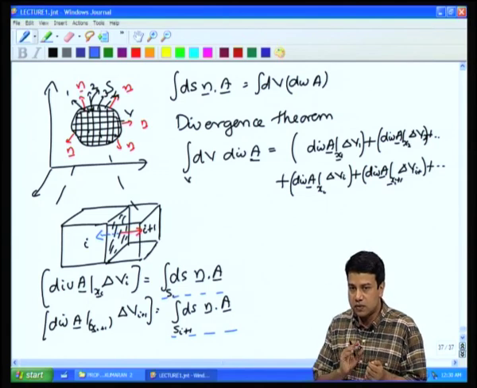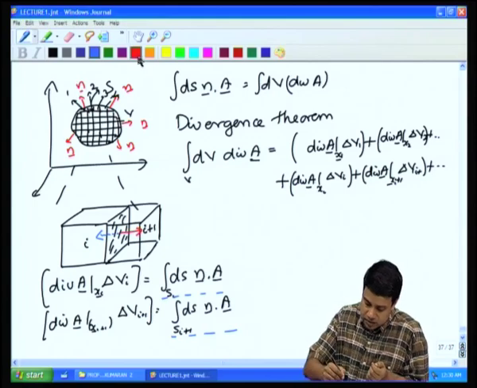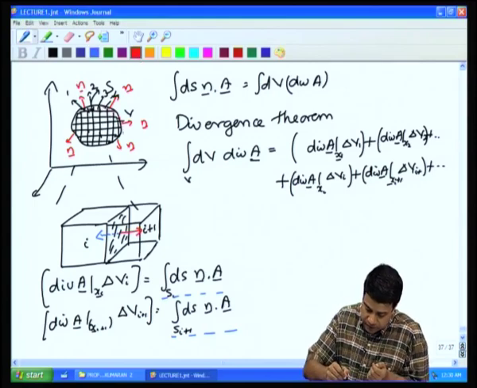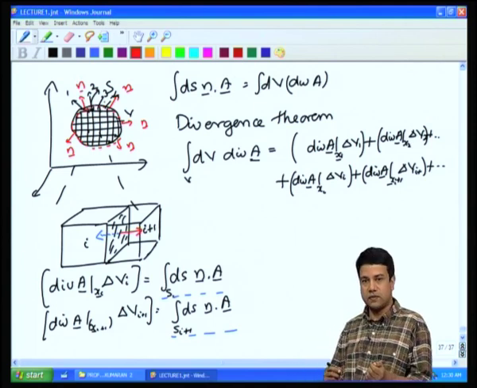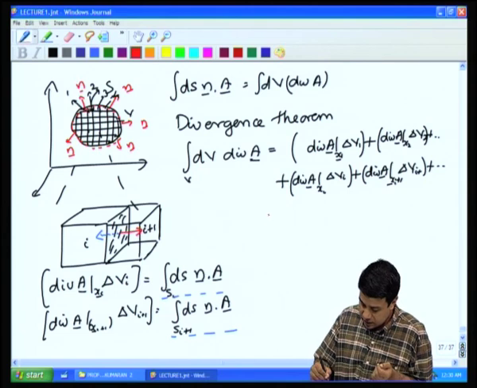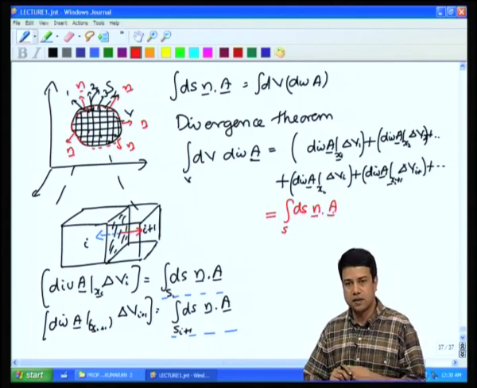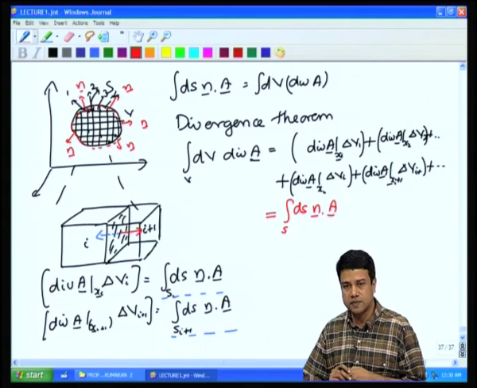Okay. So, the only surface integrals that I will be left with are those that are not between two differential volumes, that is the outer surface to this entire volume. Okay. The outer surface to the entire volume is the only surface that will be left out. So, this becomes equal to integral over the outer surface of ds n dot A. Okay. So, integral over the outer surface of ds times n dot A.